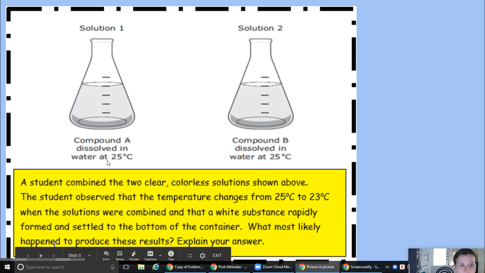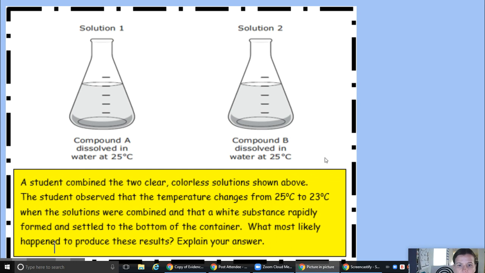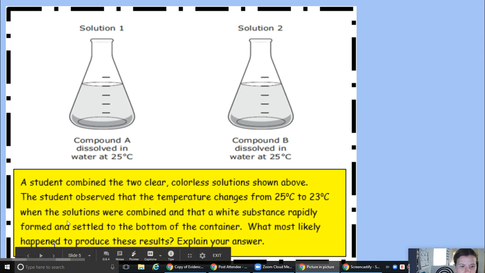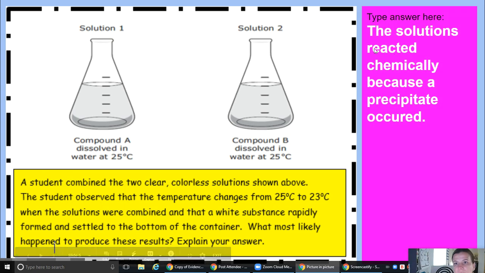So compound A dissolved in water at 25 degrees Celsius. Compound B dissolved in water at 25 degrees Celsius. So there is a temperature change from 25 degrees Celsius to 23. Also, a white substance rapidly formed and settled to the bottom. That's an indication of a precipitate. So over here, you're going to type your answers. The solutions reacted chemically because a precipitate occurred. Also, there was a decrease in temperature.